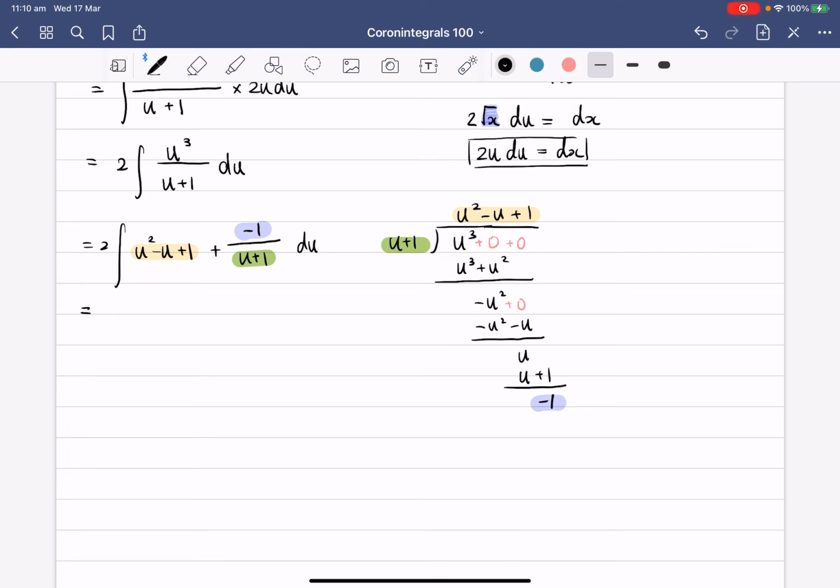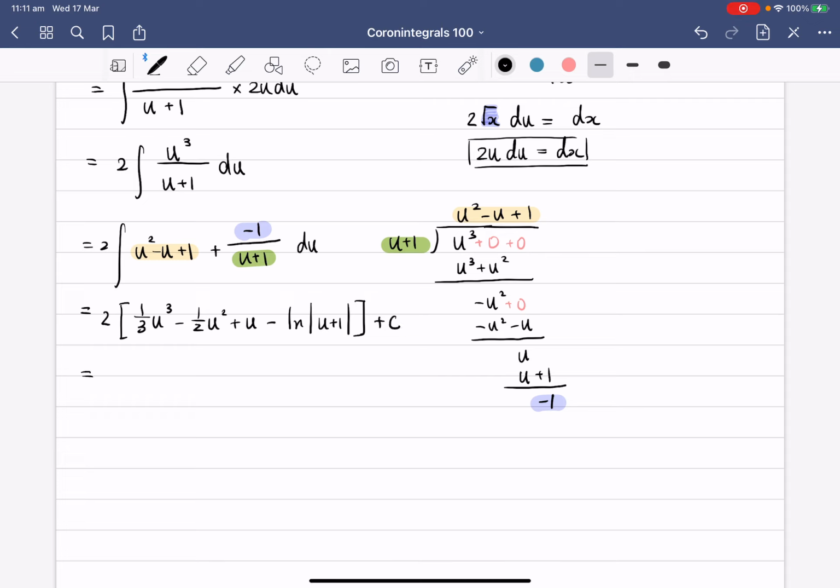So we can integrate this term by term. All right, so let's integrate this one here. When you integrate u squared, that gives you 1 on 3 u to the power 3. When you integrate u, that is equal to half u squared, and plus u. And that one there is just minus ln absolute value of u plus 1. So this is what you have, plus c at the end.